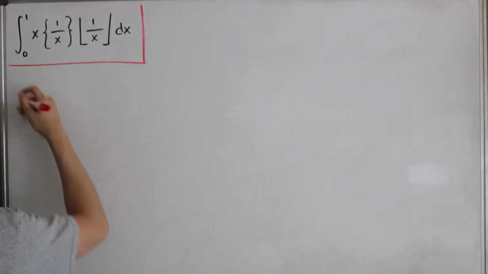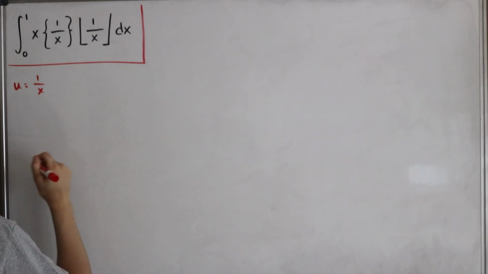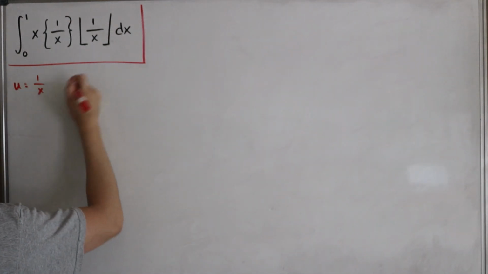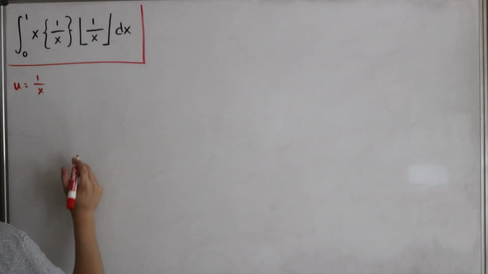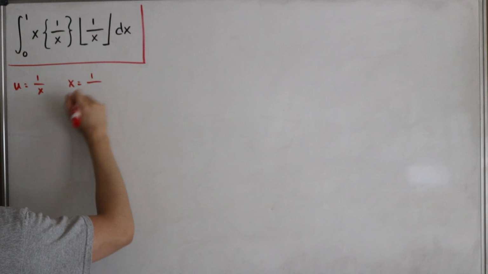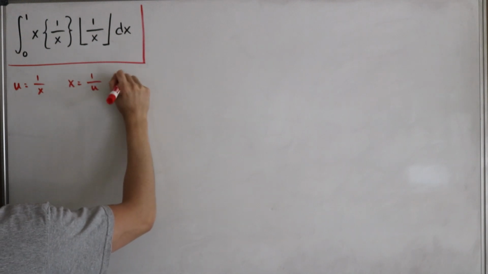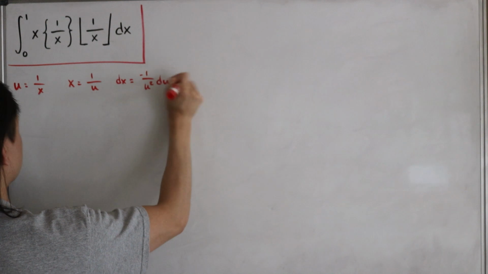So let's first perform a nice little u-sub. We'll let u equal 1 divided by x, and then I'll solve for x by itself, so that way we can get the differential by itself when we perform the differentiation. That means x is equal to 1 over u, then dx is just equal to negative 1 divided by u squared, du.